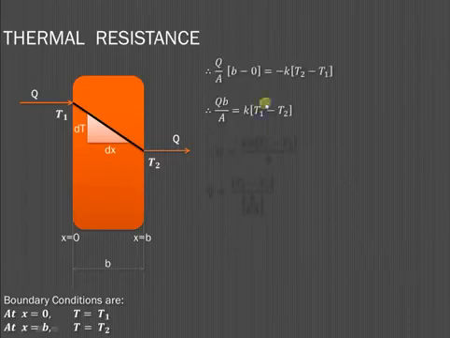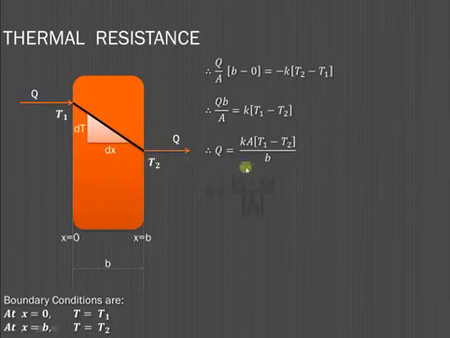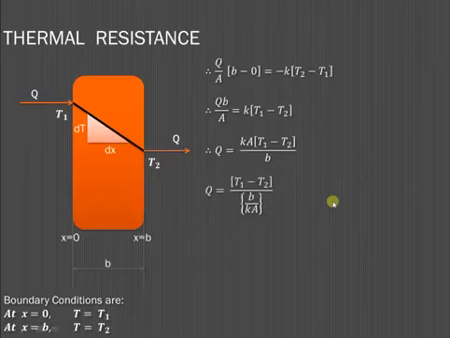So you'll get q into B upon A is equal to minus k into (T2 minus T1). Take this minus sign inside, so it is k into (T1 minus T2). So we can rearrange this equation in this particular form: q is equal to (T1 minus T2) divided by (B upon kA).